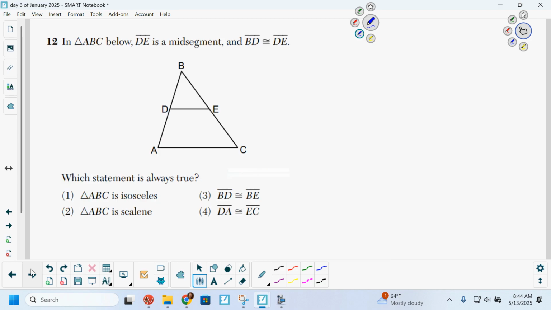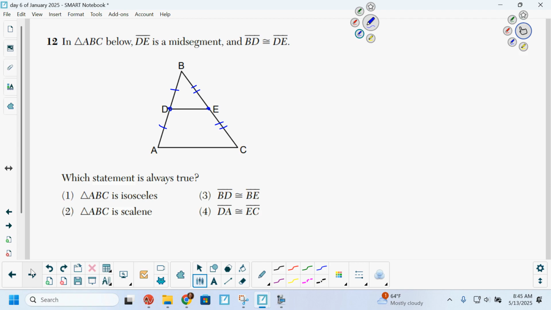12. In triangle ABC below, DE is a mid-segment, and BD is congruent to DE. All right, so a mid-segment means that this is a midpoint and this is a midpoint. So these are congruent and these are congruent. And I'm also told that DB is congruent to, oh, wait a minute here. Let me back up a second. I should mark these as different though, right? So let me back up a second.